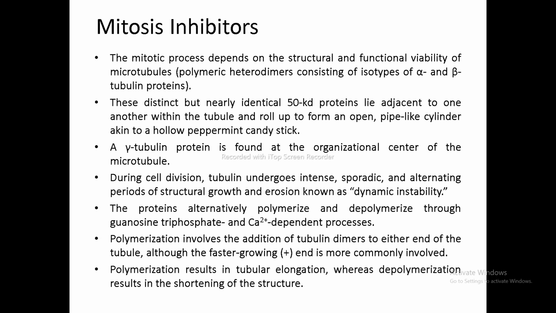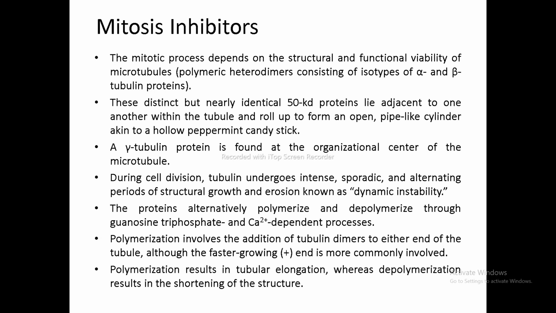So these alpha and beta tubulin are placed like a cylinder, means it looks like a cylinder because of their adjustment or because of their places. They look like a pipe-like cylinder akin to a hollow peppermint candy stick. And the gamma tubulin is present at the center of the microtubule. So the alpha and beta tubulin lie like a wall, like a cylinder, and at the center of that cylinder, gamma tubulin protein is present.